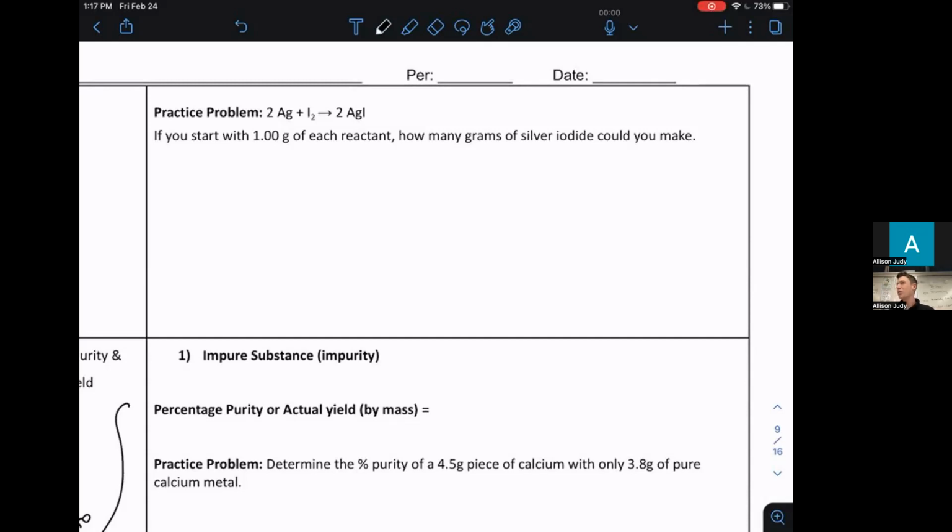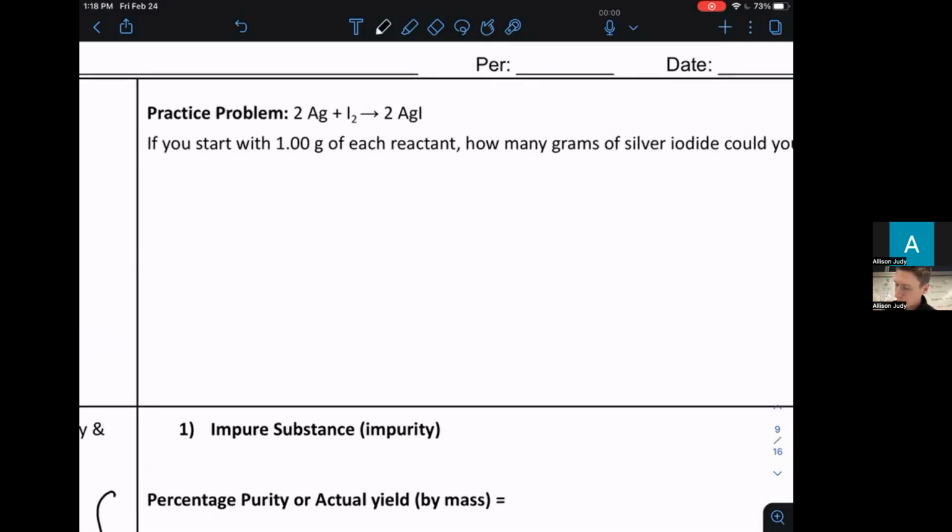In order to find this out, you cannot just look at the reaction and say, oh, there's two silver for every 1 iodine, so iodine is the limiting reactant because there's less. That's not how it works. With moles and grams and everything, you don't know until you go to moles or until you calculate the amount of product that it's actually going to produce. So we're going to do that for both reactants, assuming that we have 1 gram of each reactant.